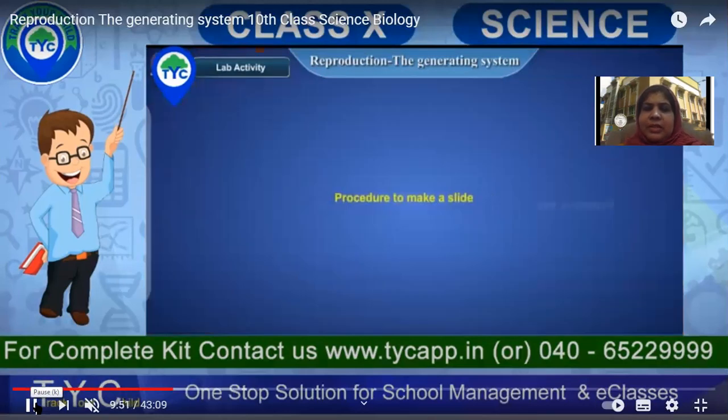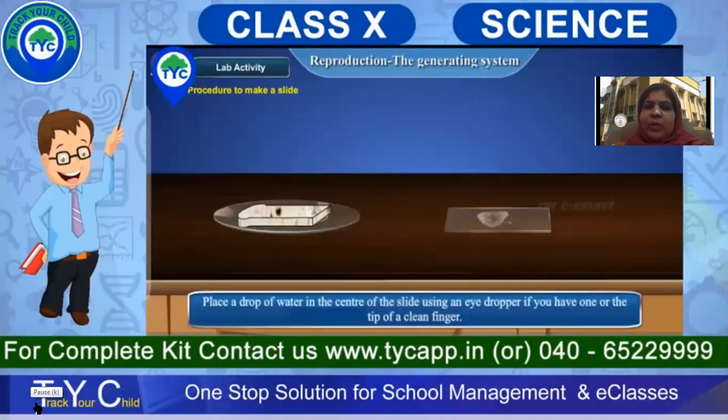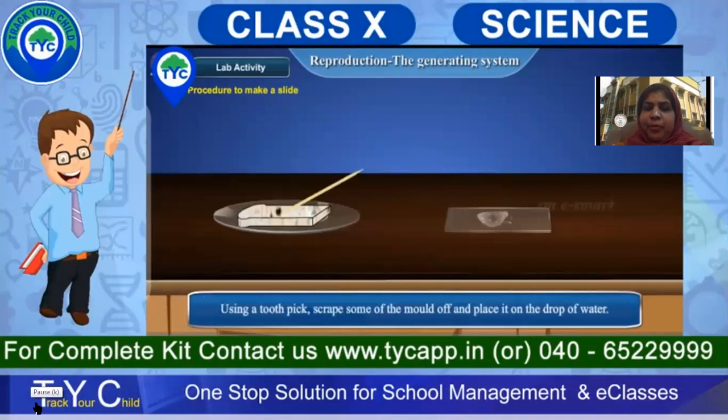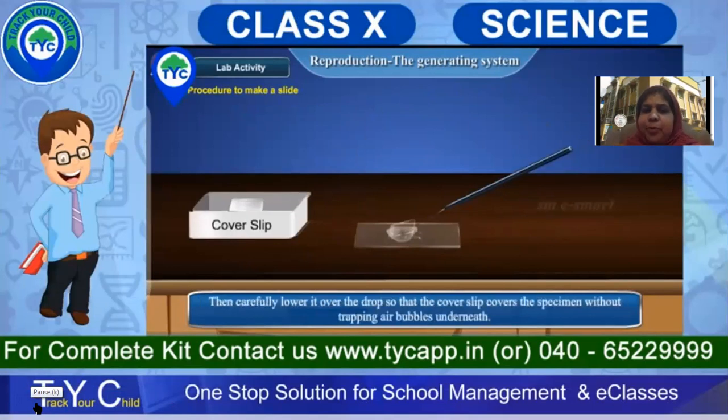So this is the procedure to make a slide. First, drop some water on your slide using an eyedropper, and then use a toothpick. Never touch it with your fingers or hands. Use a toothpick or some instrument through which you can easily spread this mold on the slide, and then cover the slide using a cover slip and fix it properly.